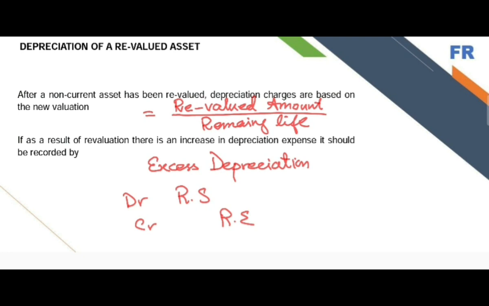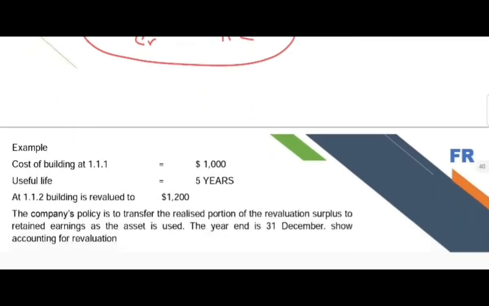For example, if before revaluation the depreciation charge is 1000 and after revaluation the depreciation charge is 2500, the 1500 would be recorded as excess depreciation and it would be transferred to retained earnings by passing this entry: revaluation surplus debit, retained earnings credit.